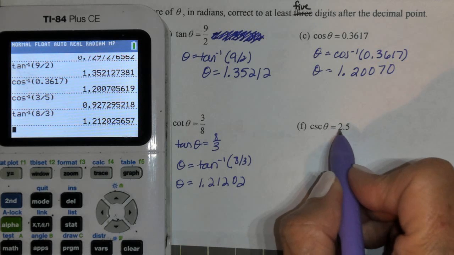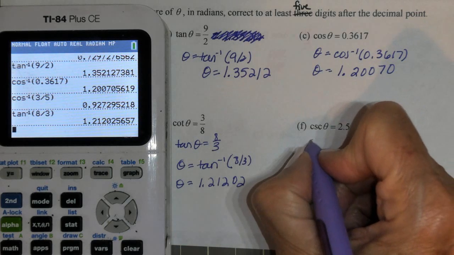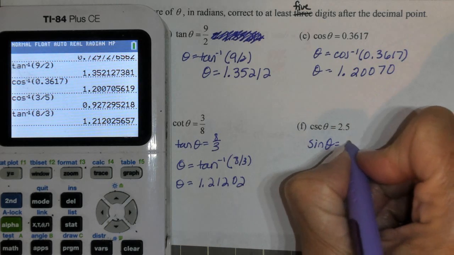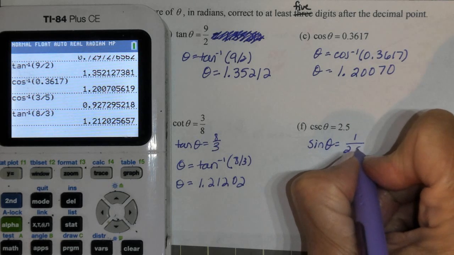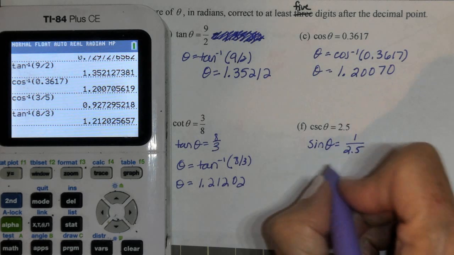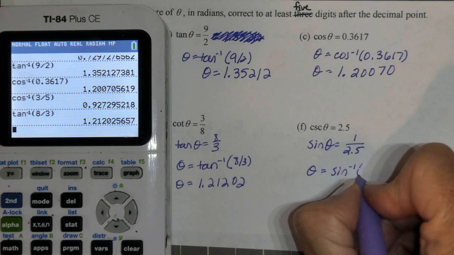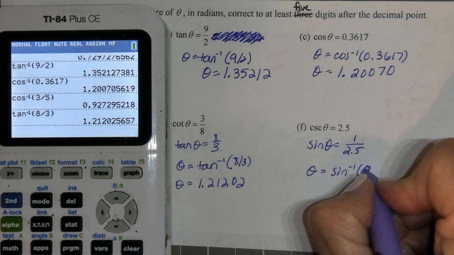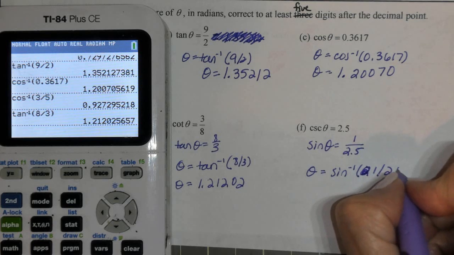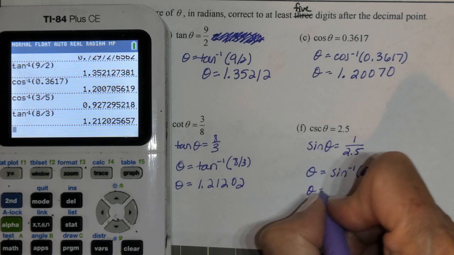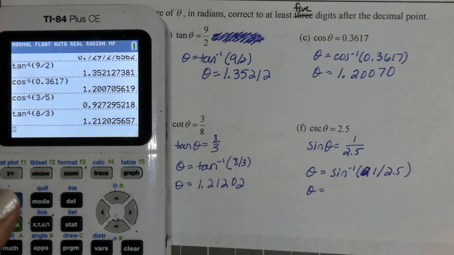Cosecant theta is 2.5, so sine of theta is 1 over 2.5. So theta will be inverse sine of 1 over 2.5. Inverse sine of 1 over 2.5.